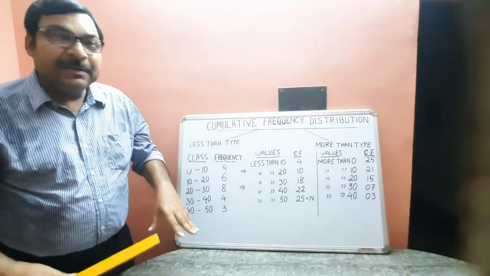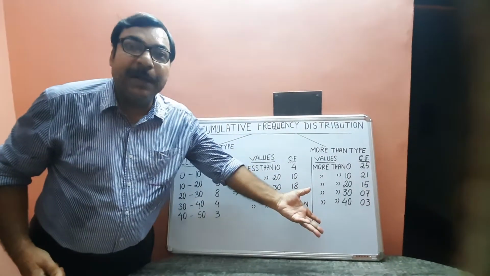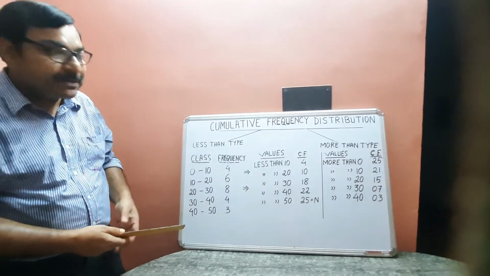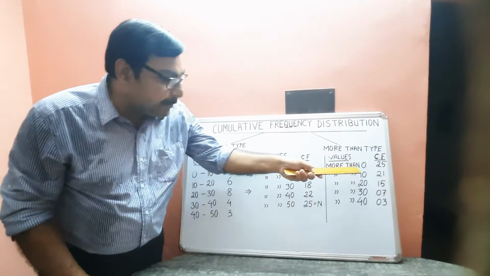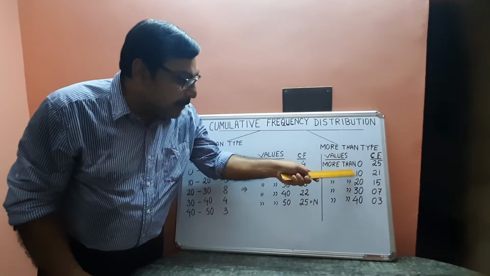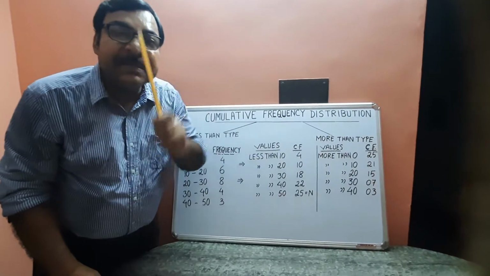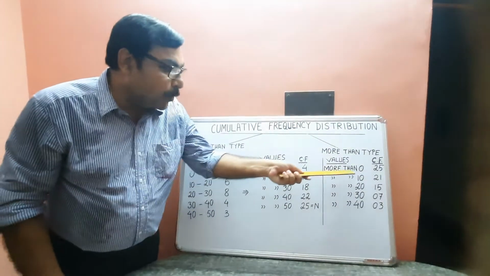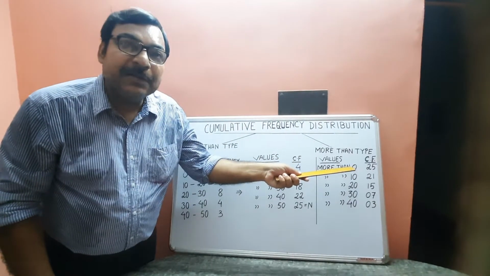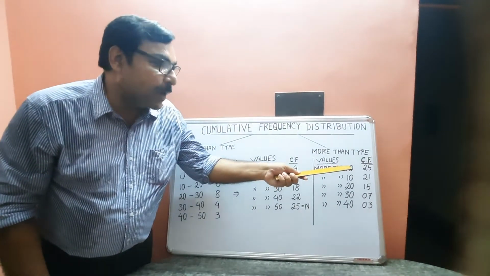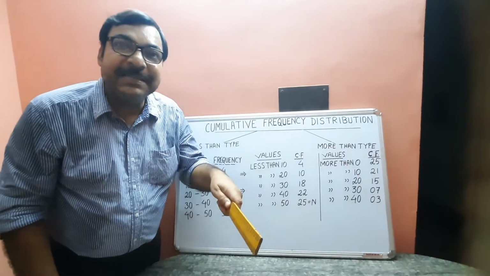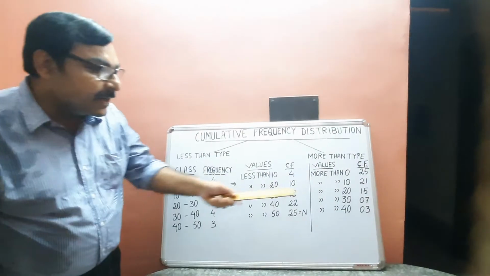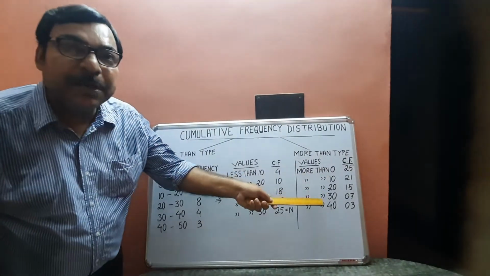If you are asked to convert a more than type cumulative frequency distribution into a simple frequency distribution, how will you do it? Same is the procedure. First see the gap: 0, 10, 20, 30. Gap between the values is 10. So your class size is 10. What will be your first class? More than 0, so you have to start the first class whose lower limit is 0. Class size is 10. So 0 to 10 will be the first class. Then next classes will be 10 to 20, 20 to 30, 30 to 40.